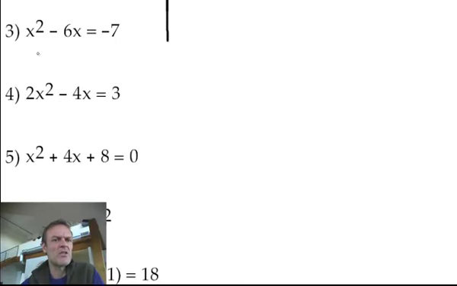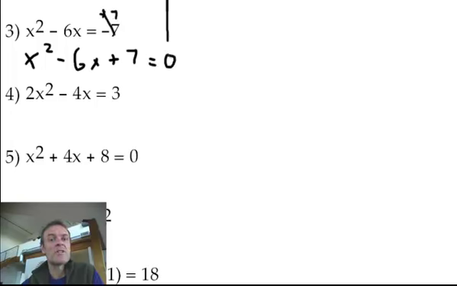So again, it should be x squared minus 6x plus 7, because I add 7 to both sides. And that'll put it equal to 0, which is how we want it set up. So A is 1, B is negative 6, and C is positive 7.